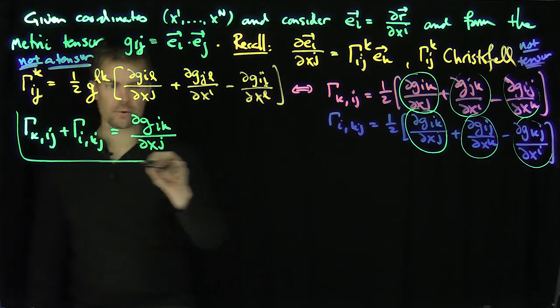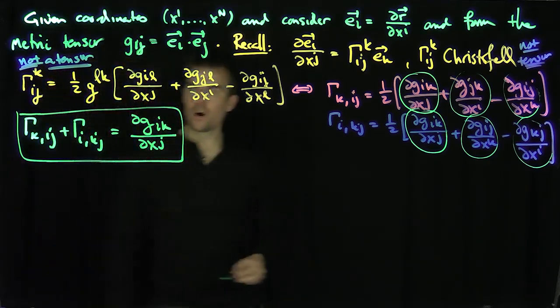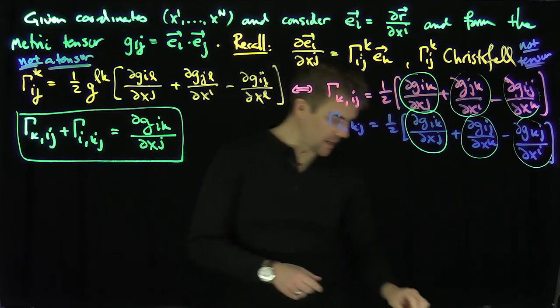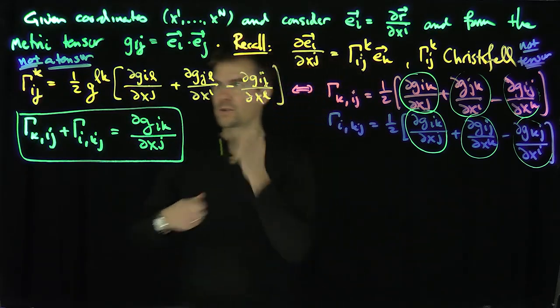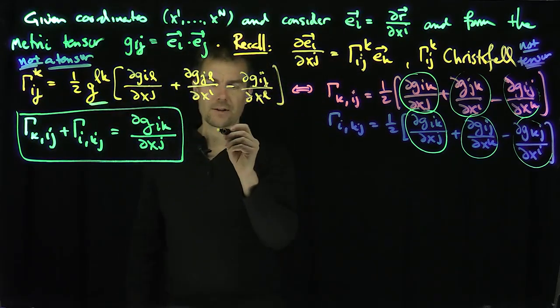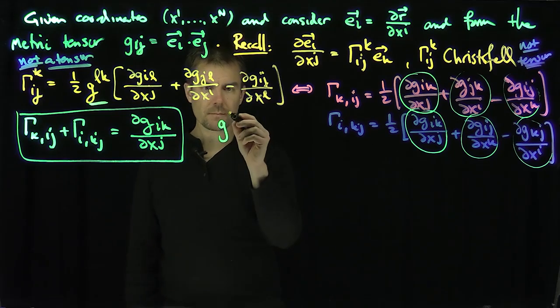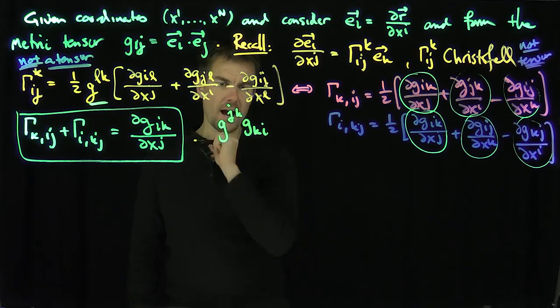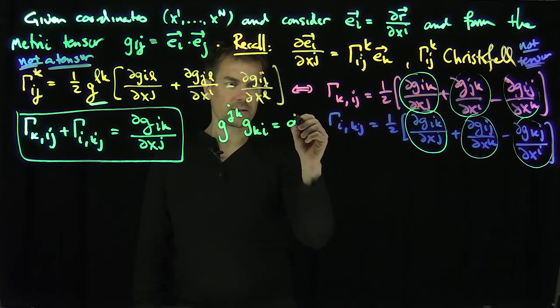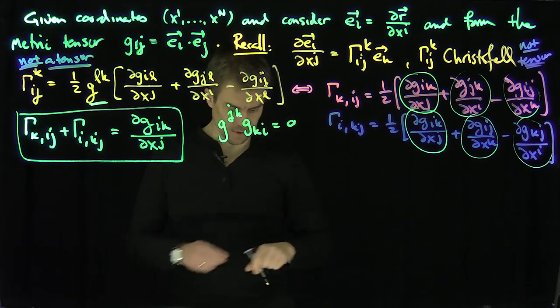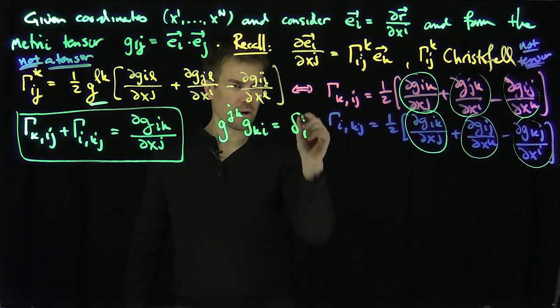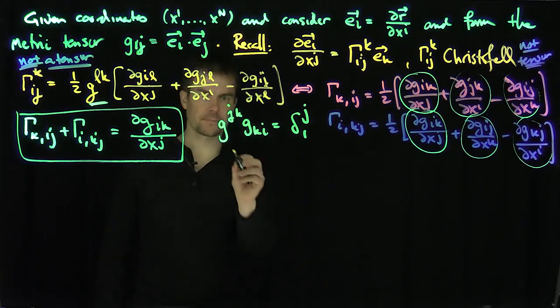So this is one really important relationship, because we're going to use it together with a relationship for the derivative of the inverse metric tensor. Now, what does this g^{lk} mean? Notice that this thing comes up a lot. And so I can say that g^{jk} times g_{ki} is equal to delta_ij, and they're inverses of each other.